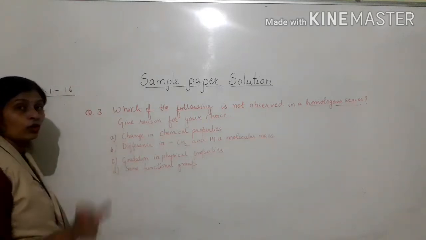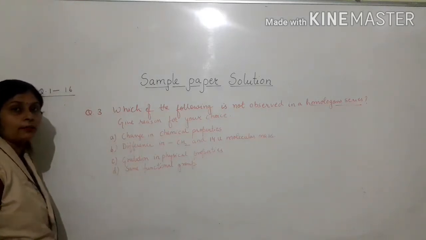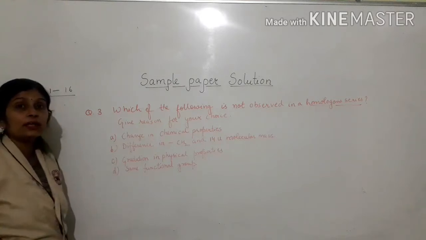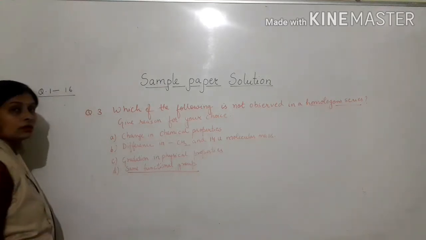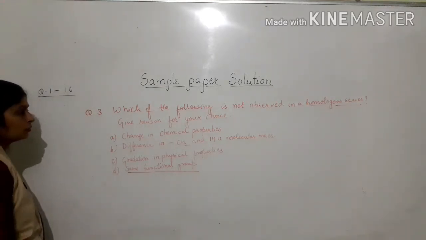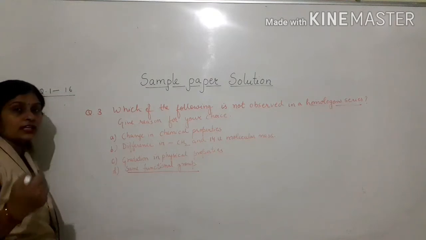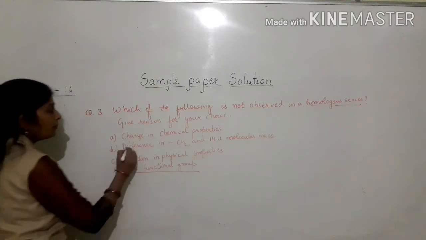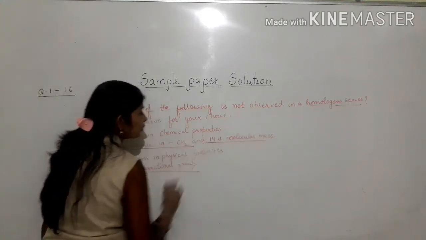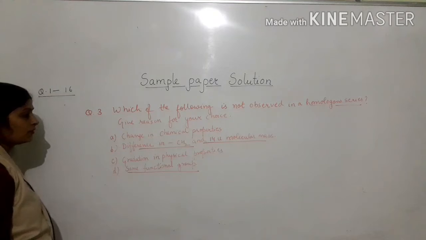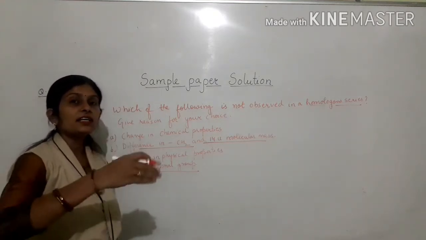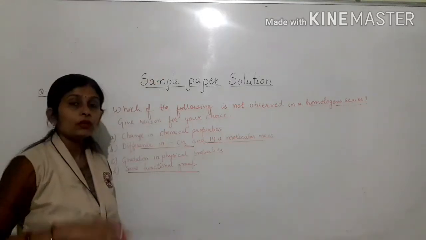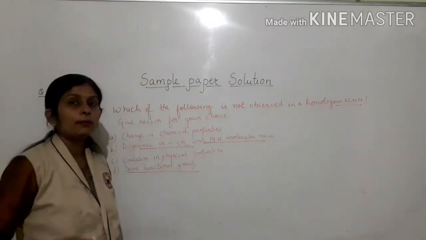So, in a homologous series, all the organic compounds are of the same class, belonging to same functional group. So, they have same functional group. So, this is observed in homologous series. And two consecutive members differ each other by CH2 group and 14u molecular mass. That is also observed. And now molecular mass is increasing by 14u from compound to next compound.